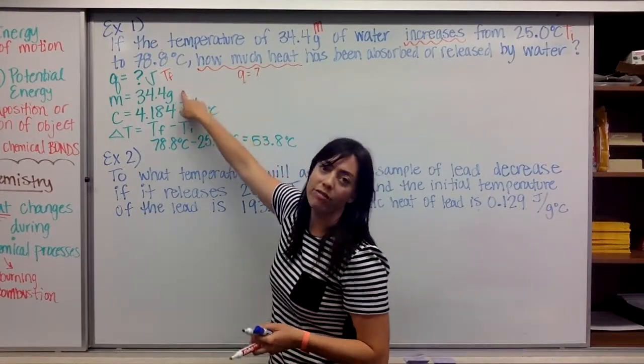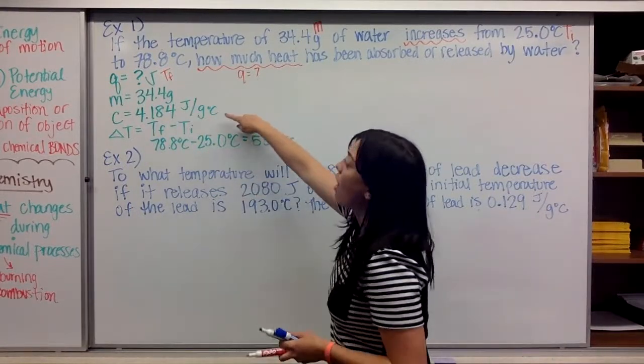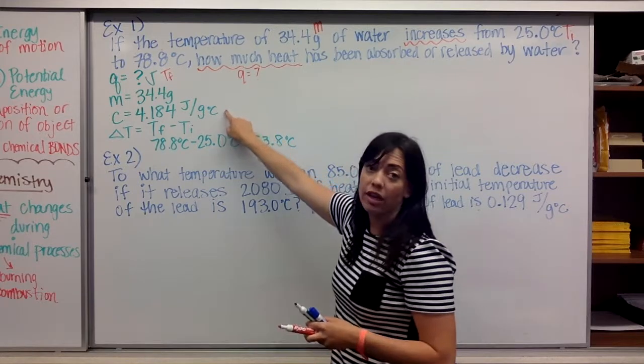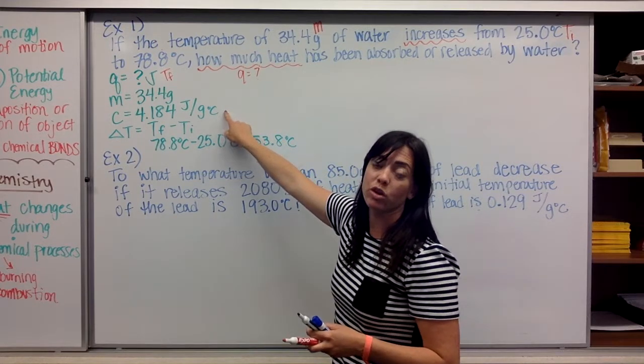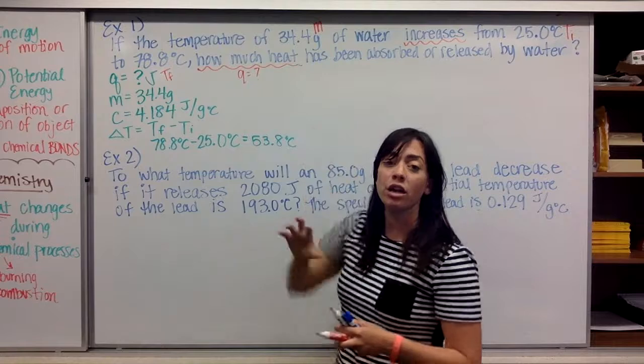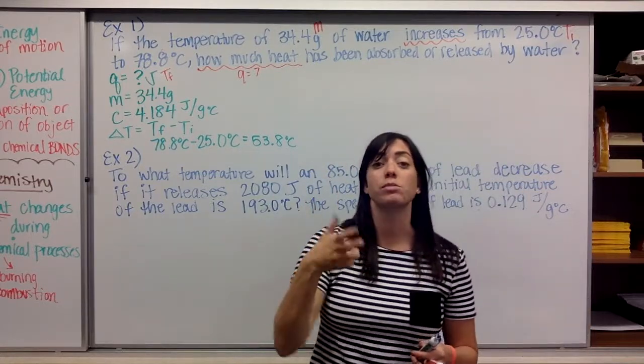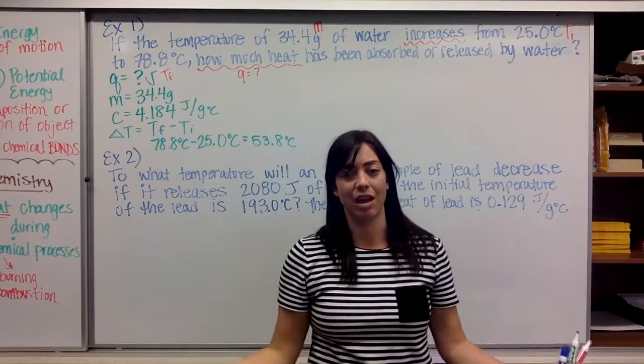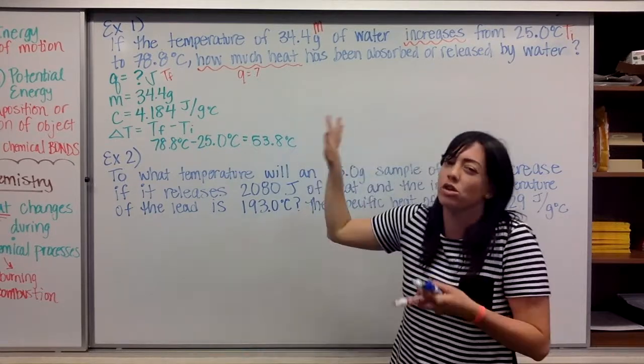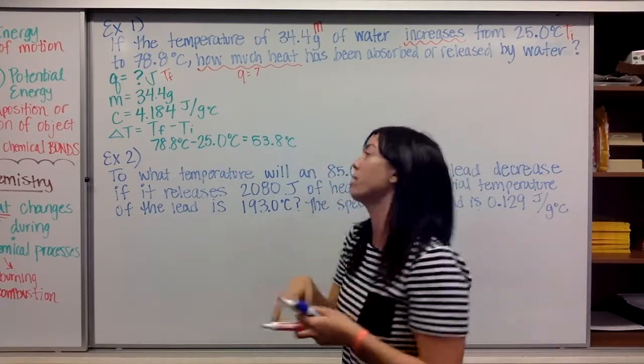Mass is 34.4 grams of water. My specific heat of water, like I said, is 4.184 joules per gram degree Celsius. It's not going to be in here. If you are looking at something besides water, you will always be given the specific heat of it. The water is the only one that we need to really memorize or be familiar with.